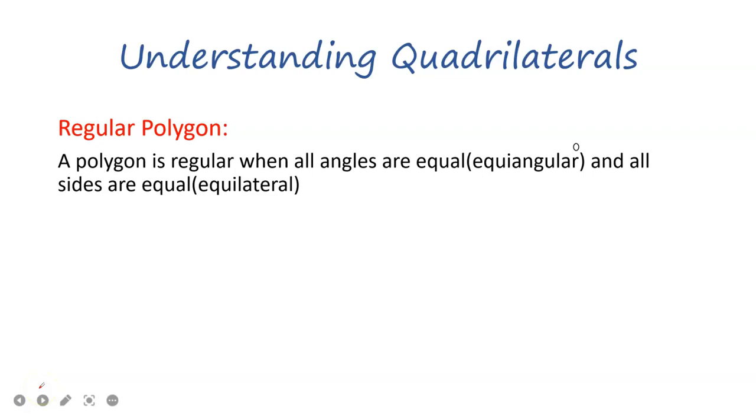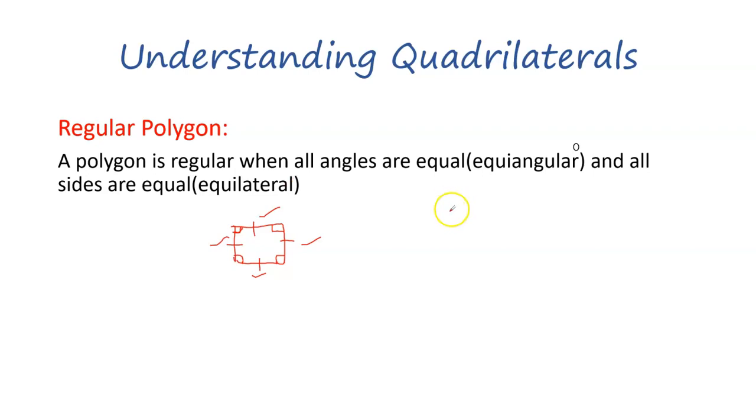And then a regular polygon is a polygon which has all the angles equal as well as all the sides equal. Only such a case is said to be a regular polygon. A simple example is a square, because all sides are equal and all angles are equal. Whenever all angles are equal, we say it is equiangular. When all sides are equal, we say it is equilateral. When all the sides and all the angles are equal, it is a regular polygon.